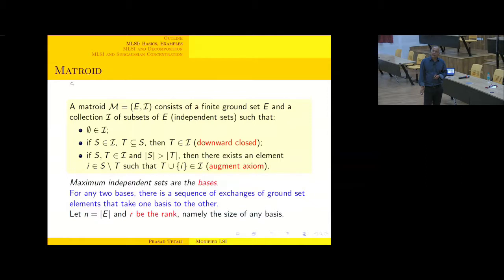And the rank is the cardinality of any of them, R. For any two bases, it's not hard to show that there is a sequence of exchanges of elements that takes you from one basis to any other basis.